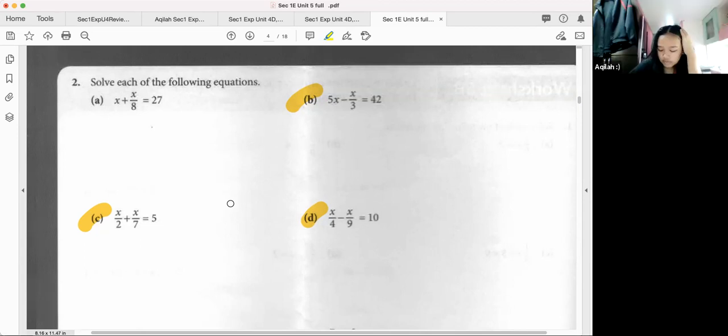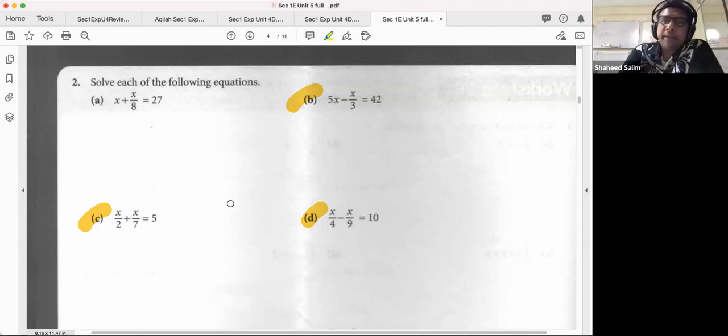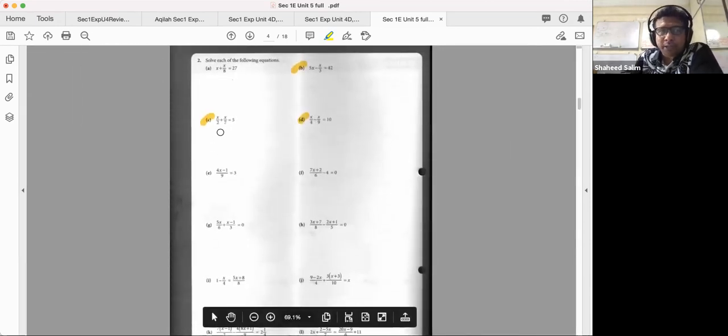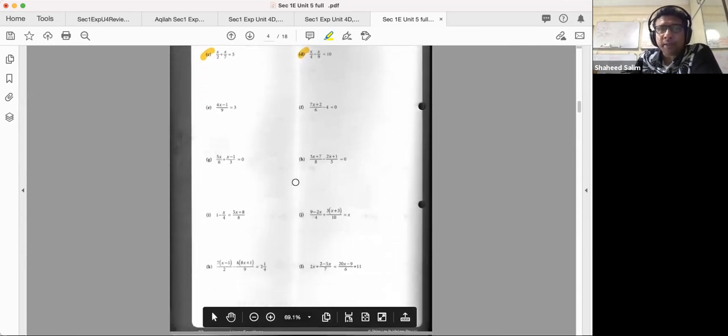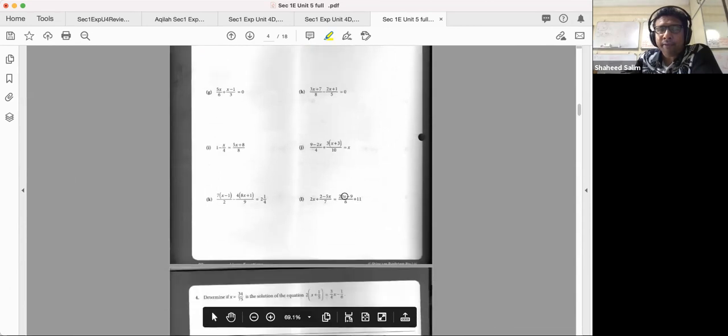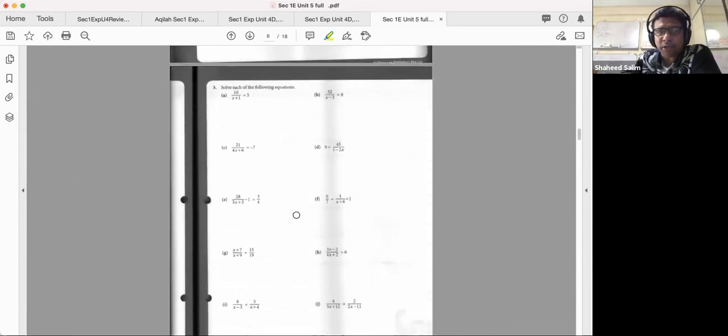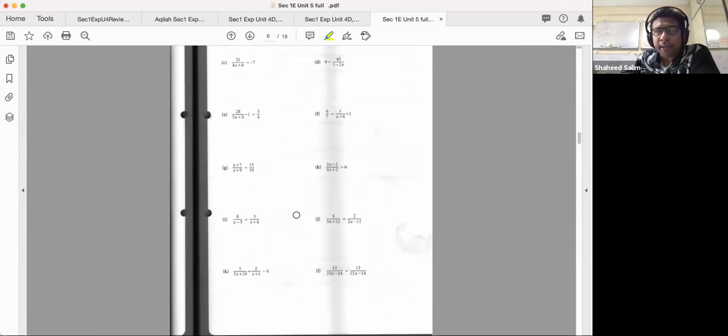So the answer is 72. Okay, well done. I just want to highlight that I'm going to pass this to you as homework. You just do this page, number one and number two. You don't need to do the first four. You can start from E and F, and then the whole of question three. And you have to show the working.